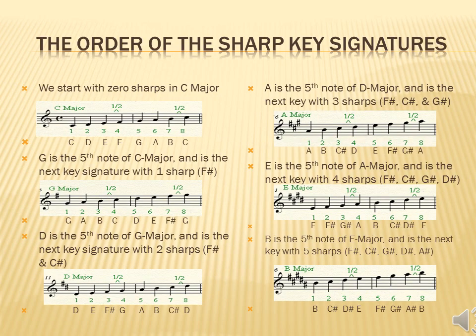The order of the sharp key signatures. We start with 0 sharps in C major. G is the fifth note of C major and is the next key signature with 1 sharp, F sharp. D is the fifth note of G major and is the next key signature with two sharps, F sharp and C sharp.